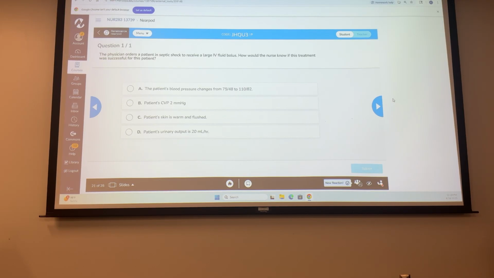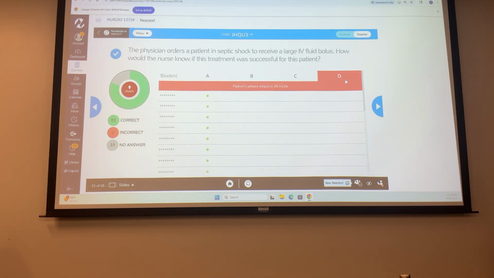Okay, so physician orders a patient in septic shock to receive a large IV fluid bolus. How would the nurse know if the treatment was successful? Let's start from down here. Urine output of 20, is that adequate? No, so that's definitely not the answer. Patient's skin is warm and flushed. Is that going to tell me that my fluid is working? No, it's just going to tell them that the blankets you put on are working. Okay, patient CVP is 2.